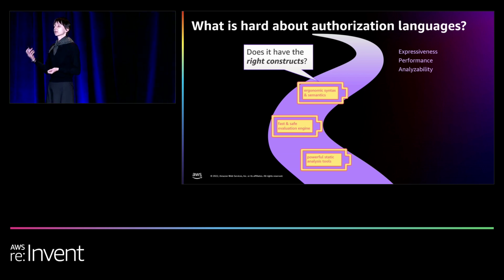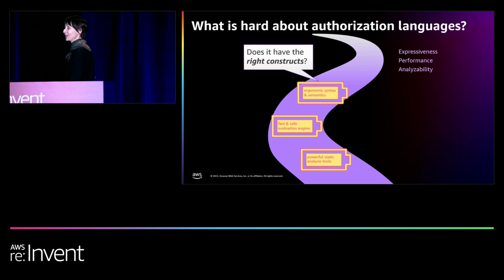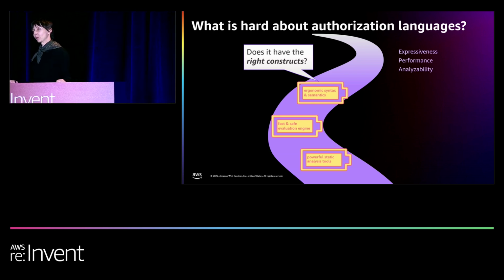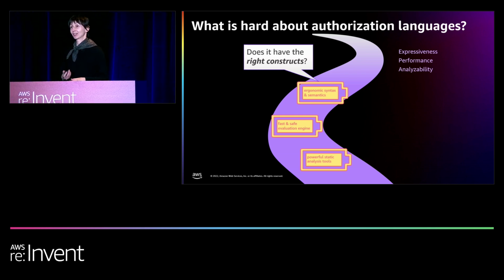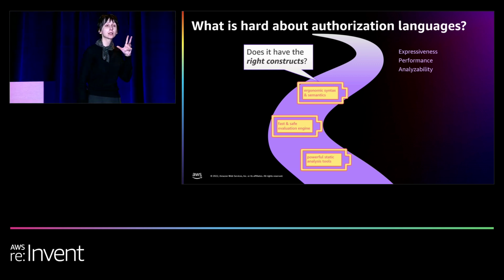Some choices here are obvious, right? You probably don't want to include loops in your authorization language. If you include loops, you're not going to be able to bound authorization times, right? And in the worst case, policy evaluation may not terminate. Some choices are less obvious.